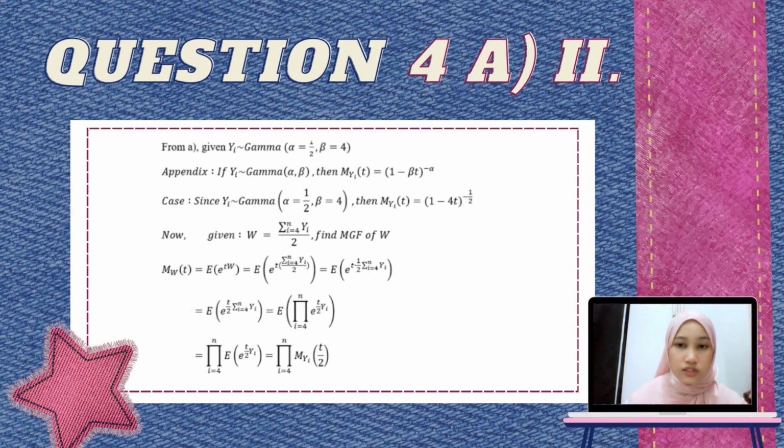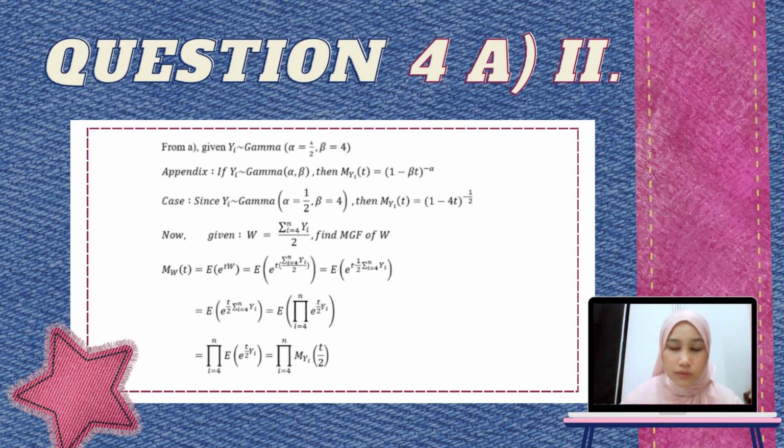So let's start with the given information. We are given that each Y sub i follows a gamma distribution with alpha equal to 1 over 2 and beta equal to 4. We are asked to find the moment generating function of W, where W is equal to 1 over 2 times the sum of Y sub i from i equal to 4 until n.